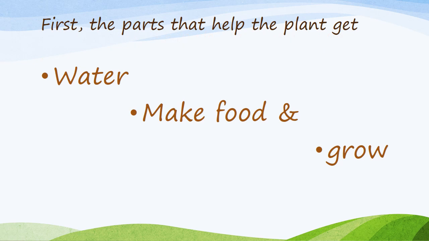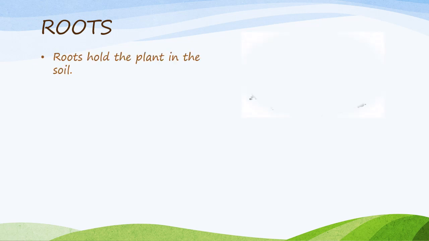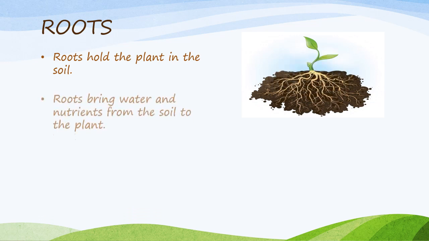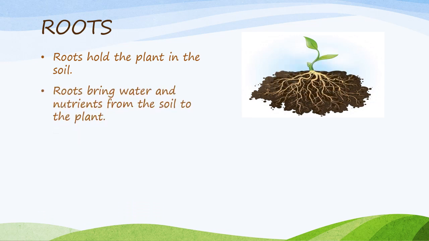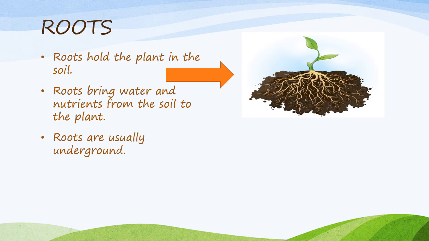First, the parts that help the plant get water, make food and grow. And they are roots. Roots hold the plant in the soil. Roots bring water and nutrients from the soil to the plant, and roots are usually underground. They are usually underground, but we can see them above the ground too.